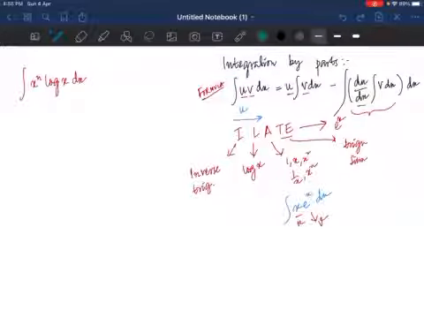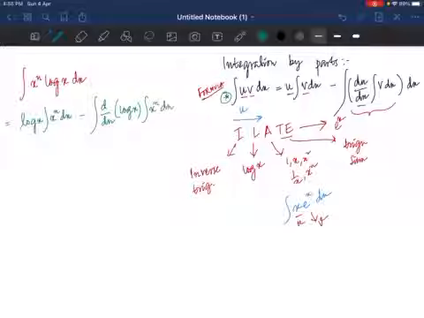So let us now use this formula. After selecting which one will be u and which one will be v, we have to use the formula. So let us do it. First I will take out u, so I am taking out log x outside, then integration of x to the power n dx, then minus integration of, I will differentiate u. Here u is log x. So differentiation of log x, then integration of x to the power n dx, and the entire thing dx.